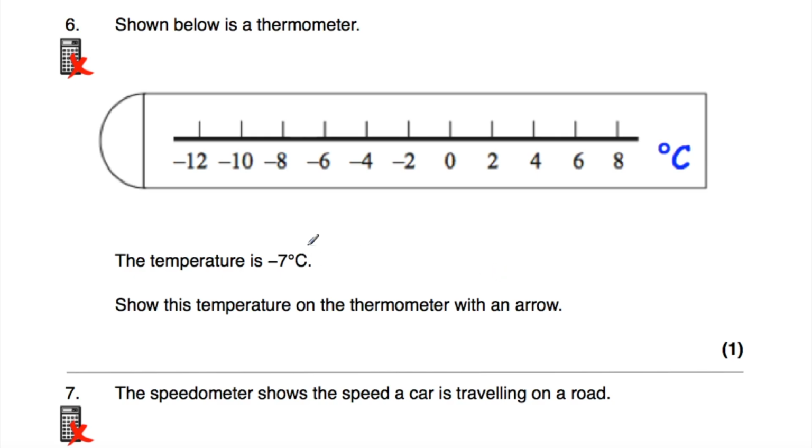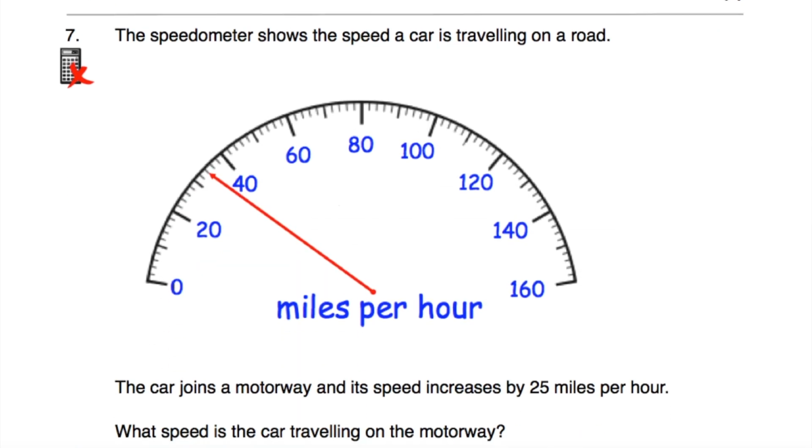So where would -7 be? So we've got -6, -8. So -7 will be in the middle there. So that's it, -7. So that's the temperature of -7 degrees Celsius on the scale shown with an arrow. And that's it.